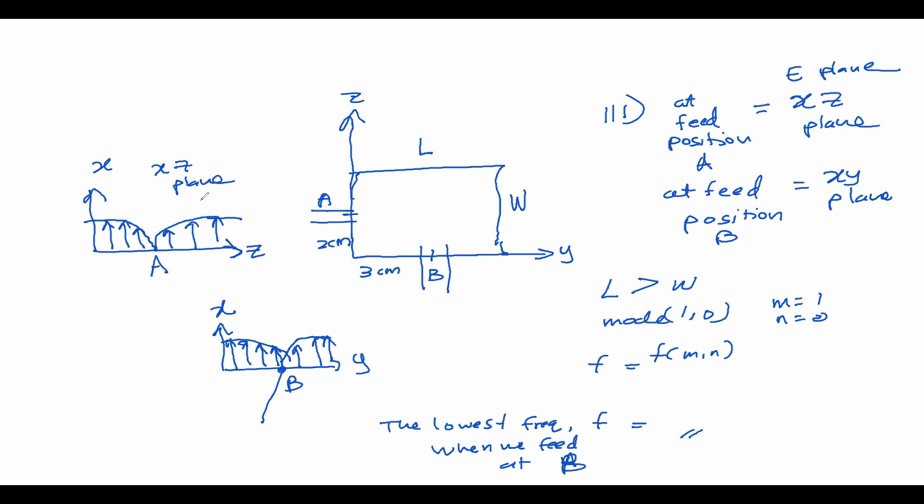In this case, the wave will be generated in the Y direction. The magnetic field will be generated in the Z direction. The electric field is in the X direction. Therefore, the electric field will be generated across the XZ plane. I hope it is clear to you how the E plane is defined for each feed position.